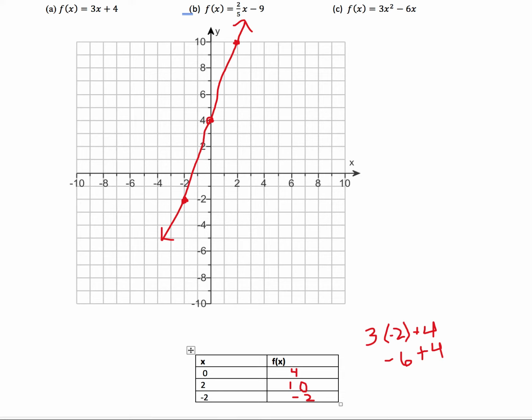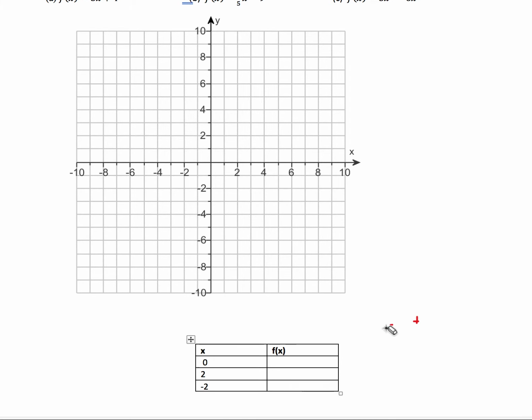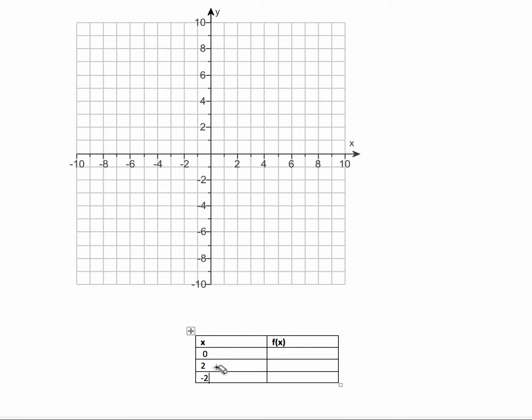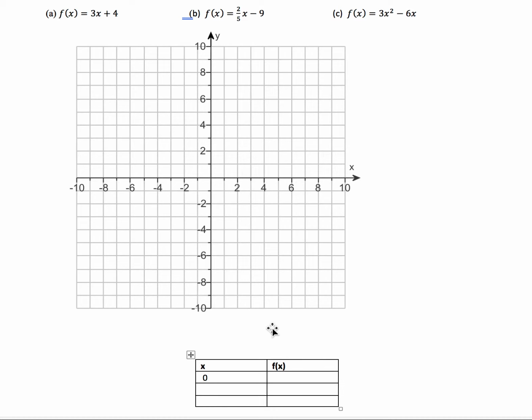Okay, so let's go ahead and move on to part B. Our function is f of x is equal to 2/5 x minus 9. Okay, so I'm going to change my values a little bit here. All right, so the reason that I'm changing them is because I know that if I plug a 2 in, it's going to end up giving me a decimal value to plot, and I think that's going to be difficult.